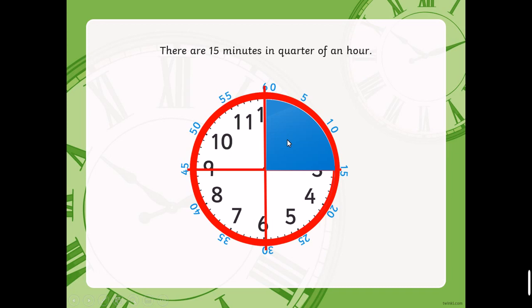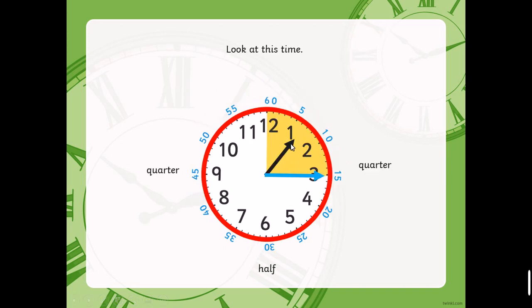So let's look at this time. So again, remember, our shorter hand measures the hours that have passed, and our minute hand measures the minutes that have passed, the longer hand. So what do we notice here? What can you see? Have a look at where the big hand is pointing at. It's pointing at the number 3. And you can see that it's turned a full quarter turn to reach the number 3.